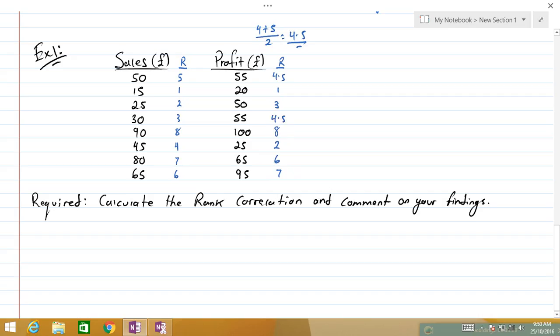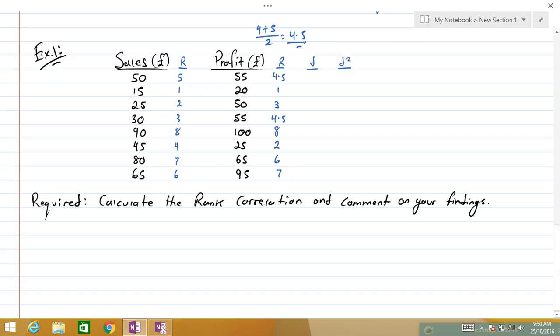Now, let me ask another question. If you have 3 same numbers, what do you do? 4 plus 5 plus 6 divided by 3. Yes, remember that. Just put a note somewhere so that you won't forget.